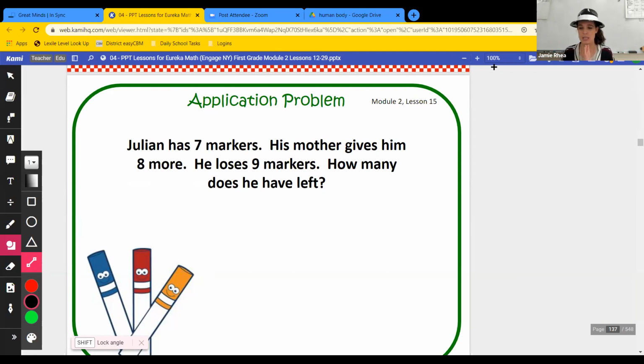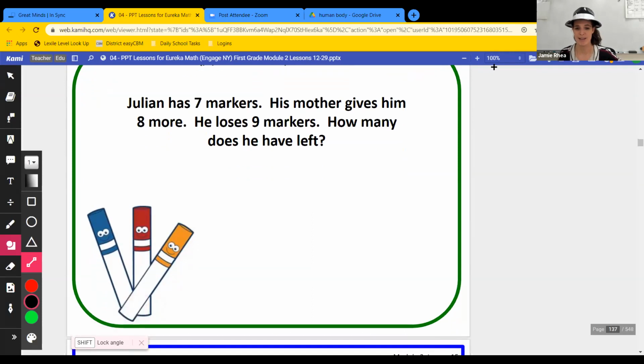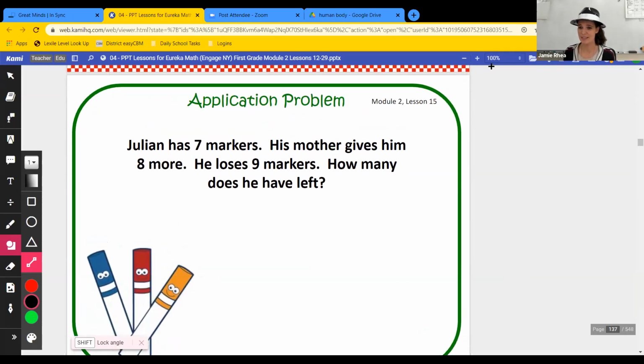All right. Good detectives always do what first? They always read the entire problem. So let's read our entire problem. Julian has 7 markers. His mother gives him 8 more. He loses 9 markers. How many does he have left? Do you notice something? It doesn't tell me how to solve it. Man, they must think we're really smart and we can do this all by ourselves. Oh, wait, we are. So let's get started.